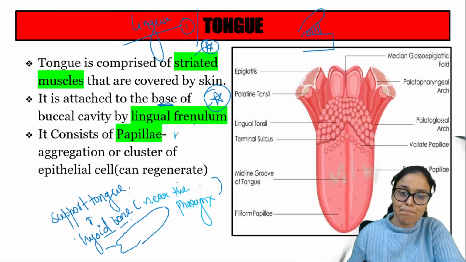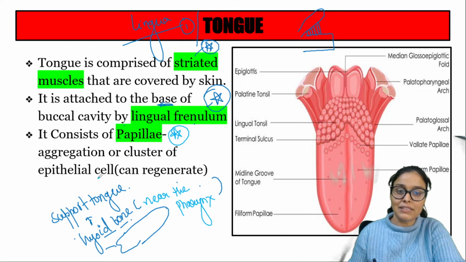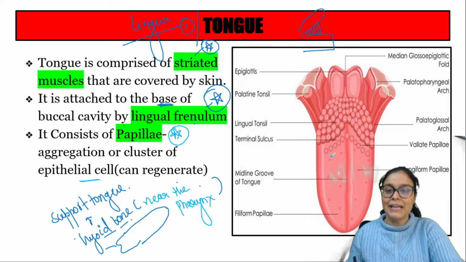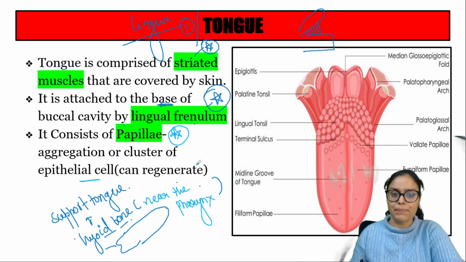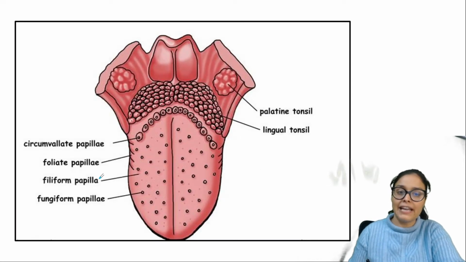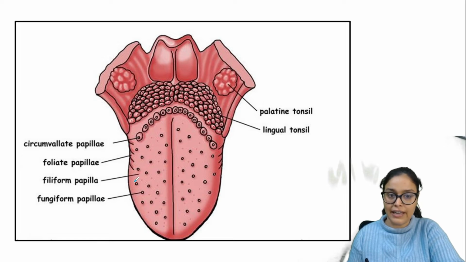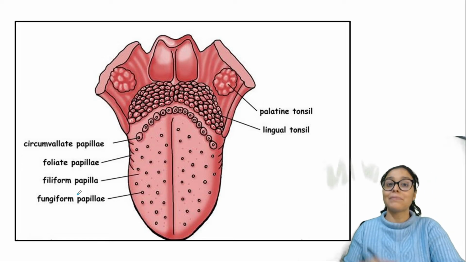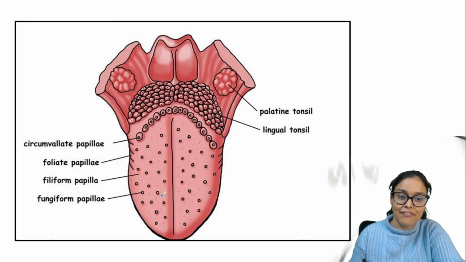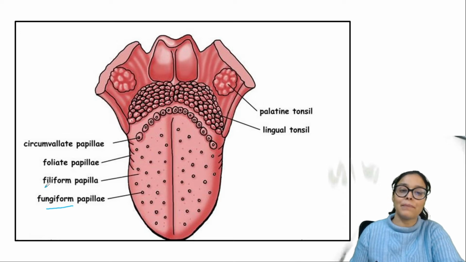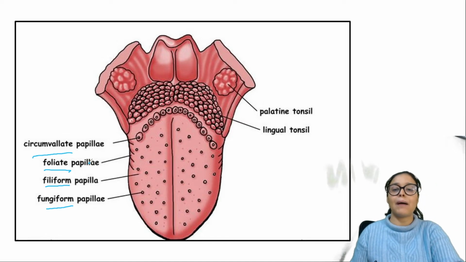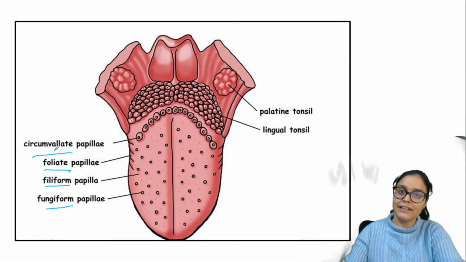And next, if we see the papillae, what is the papillae? Papillae is nothing but a cluster of epithelial cells. Projections are formed here from many epithelial cells, an aggregation, a cluster of epithelial cells which can regenerate. And what is this papillae having? Papillae have projections, it's a projection-like structure. It is a neuroepithelial cell, meaning a sensory structure for taste. So you can see here we are having different types of papillae: fungiform papillae, filiform papillae, foliate papillae, circumvallate papillae.